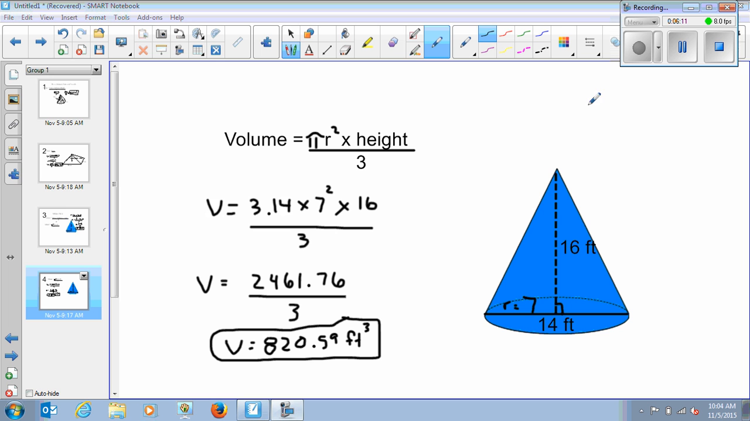So here I went ahead and multiplied everything out. 3.14 times 7 squared, which was 49, times 16 was 2,461.76, divided by 3, and I got that the volume of this cone happens to be 820.59.